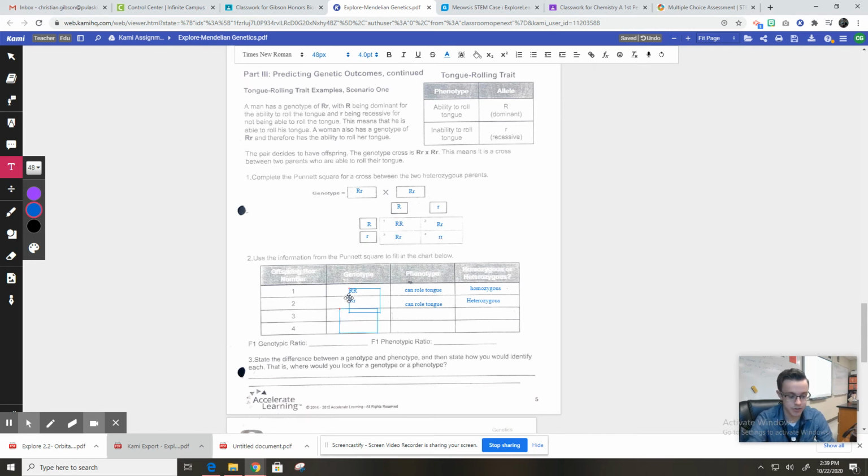Capital R, lowercase r, heterozygous. Capital, lowercase. They can roll their tongue. And they are also heterozygous. So they have two different alleles, one dominant, one recessive.